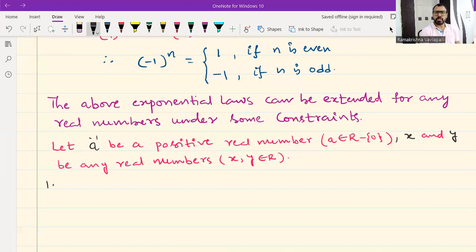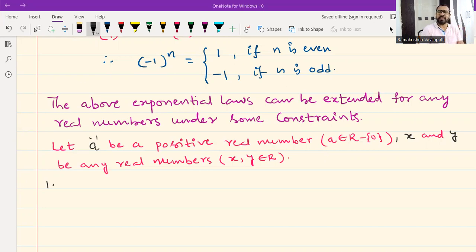The above exponential relations or exponential laws can be extended for any real numbers under some constraints. I have just explained those rules only for non-negative integers, but these exponential rules obey even for negative integers also, right? For example, 2 to the power of -2, we write 1 by 2 square. 10 to the power of -8, we write 1 by 10 to the power of 8. So they are valid even for negative integers.